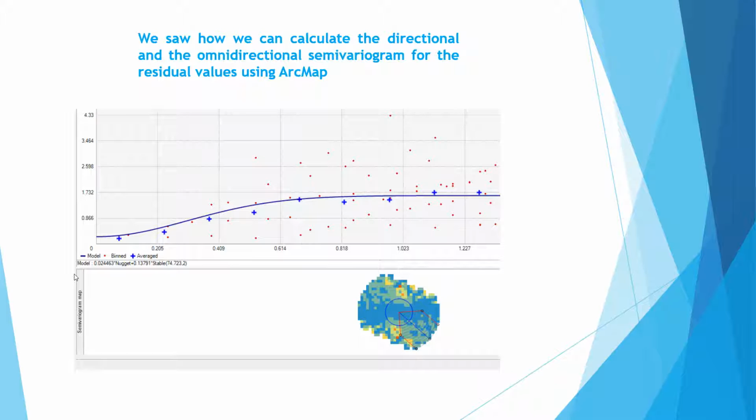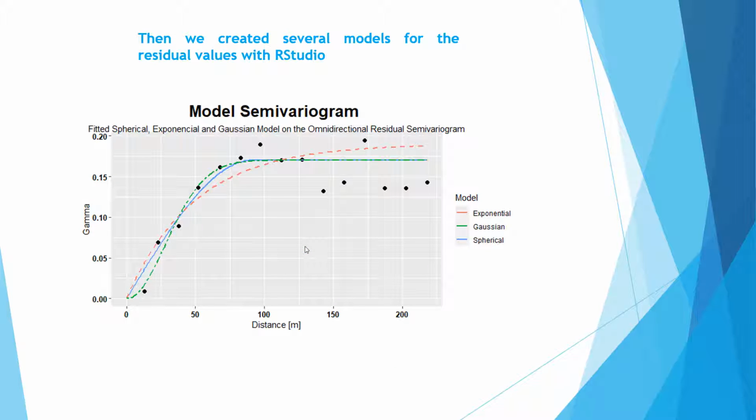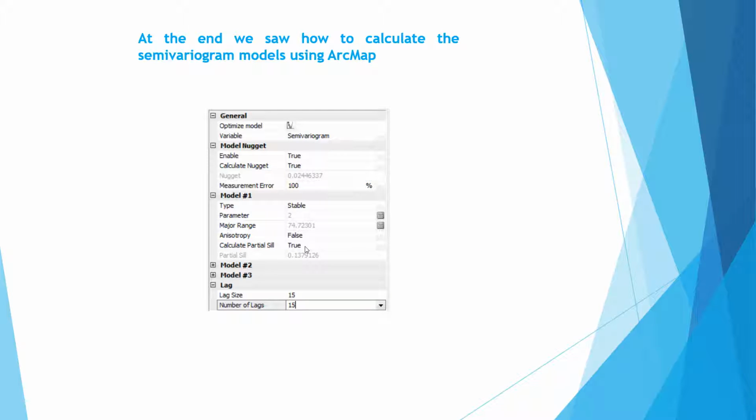In the previous video, we saw how we can calculate the directional and also the omnidirectional semi-variogram for the residual values using ArcMap. We were talking about the theoretical semi-variogram models: the spherical model, the exponential model, and also the Gaussian model. We made some explanations related to the components of the semi-variogram and also to the shape of the graph for the different model semi-variograms. Then we created several models for the residual values with RStudio. At the end, we saw how to calculate the semi-variogram models using ArcMap.